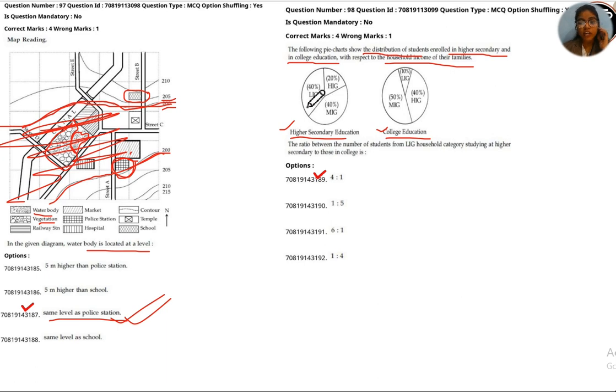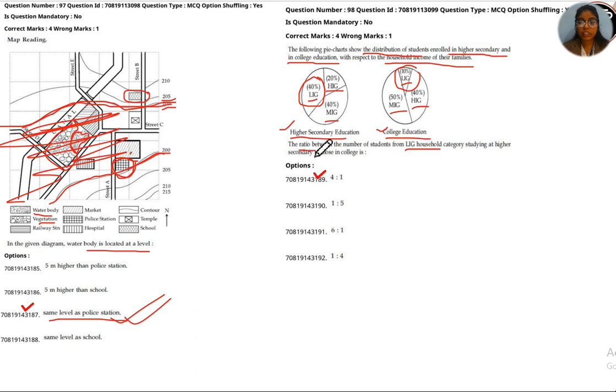So in higher education, LIG we have 40, MIG we have also 40, HIG we have 20%. And in college education, we have LIG less number of 10%, MIG 50 and HIG 40%. The question is asking about the ratio between the number of students from LIG household category studying at higher education to those in college. Okay, the question is asking about LIG household category. So LIG household category is here you have and here you have.